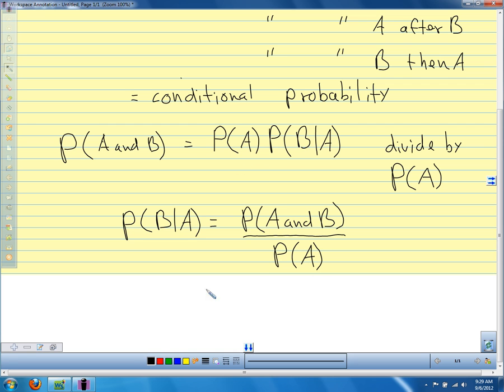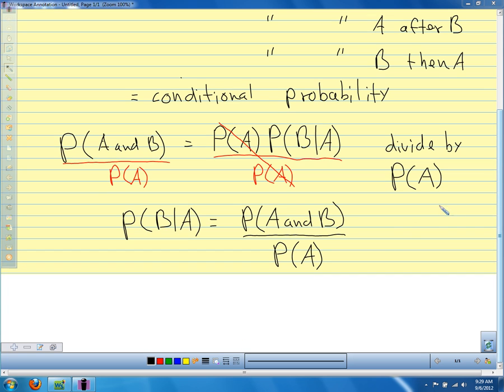When I divide this equation, I'll write it in here in red. Divide by the probability of A. The probability of A on this side cancels out. And then I just rearranged it. So the probability of B given A is the probability of A and B, one thing happening and the other thing happening, divided by the probability of A. This formula is called our conditional probability formula.